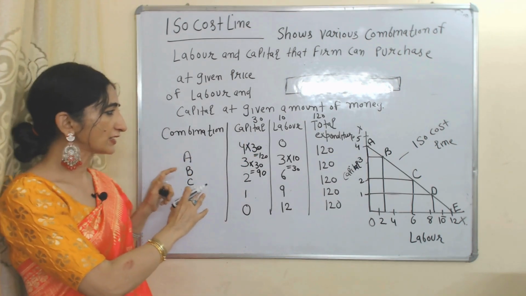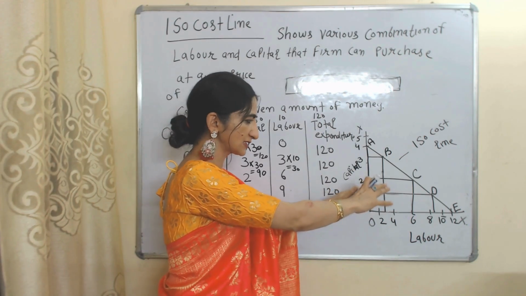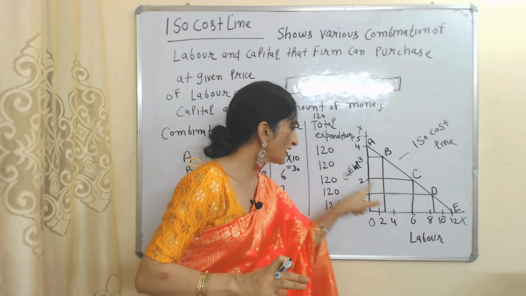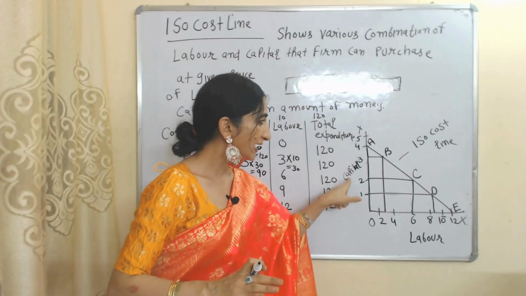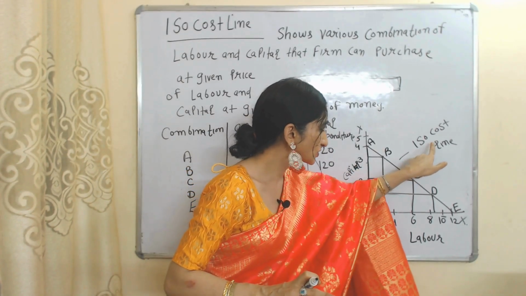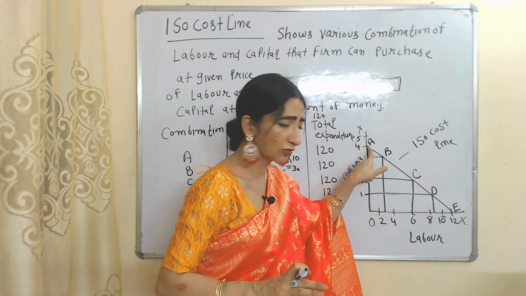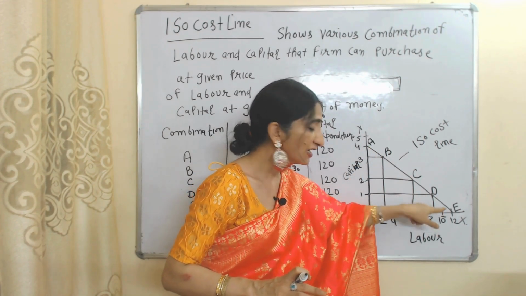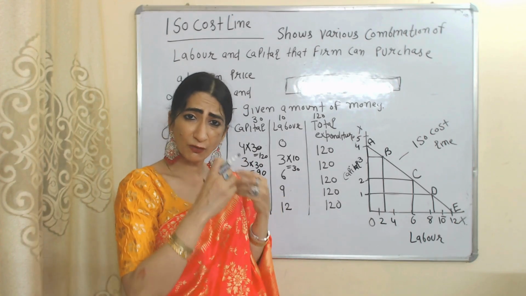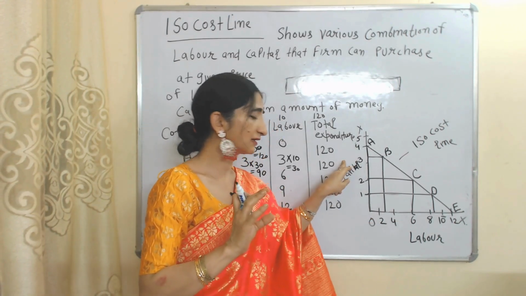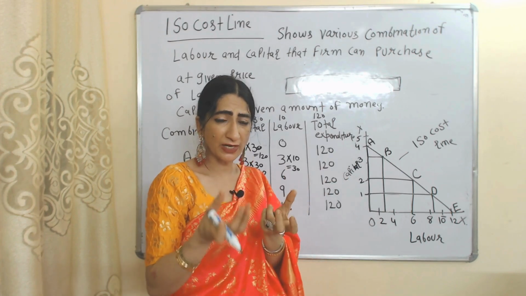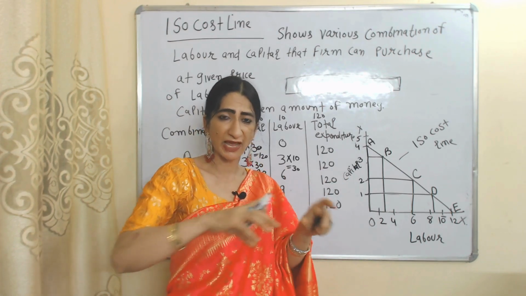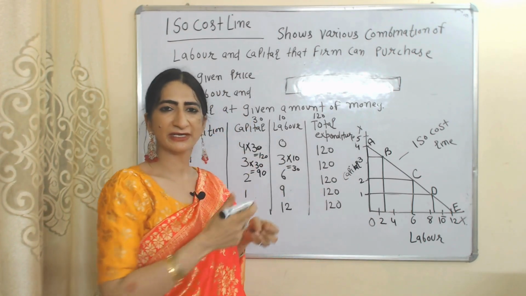If we convert this table into a diagram, we will receive this. On the x-axis we have labor, on the y-axis we have capital, and this line is our isocost line. You can see in this isocost line we have many combinations A, B, C, D and E, which show that whatever combination of labor and capital we buy, it will come under the money which we have for spending on labor and capital.